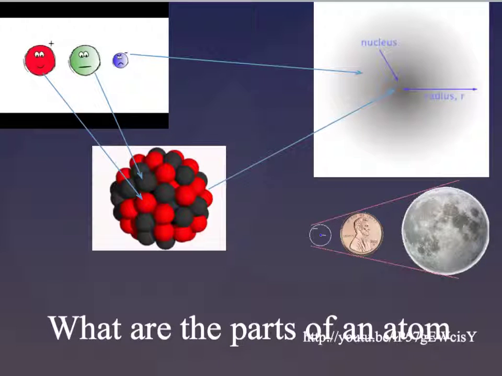So what are the parts of an atom? There are three primary parts. We have our proton, which is positively charged. We have our neutron, which is negatively charged, and we have our electron, which is negatively charged. Now, these are not proportional. If these were proportional, first of all, if the proton was proportional, you could not see the electron on here. If this electron was proportional, these protons and neutrons would be larger than an elephant.